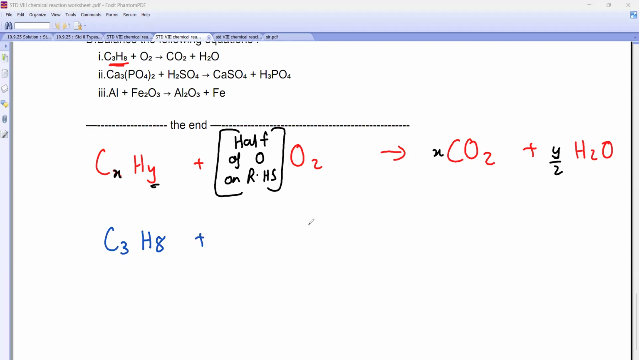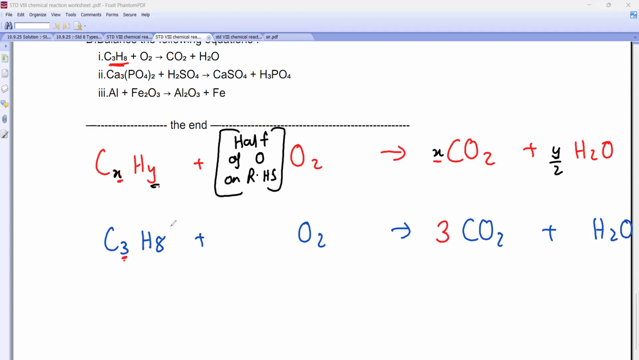C3H8. So by default, you will write oxygen and this CO2 and all. Now tell me, beta, what is the value of x here? Come on. What is the value of x? Here, in place of x, what is there? 3. So here we have to write 3.